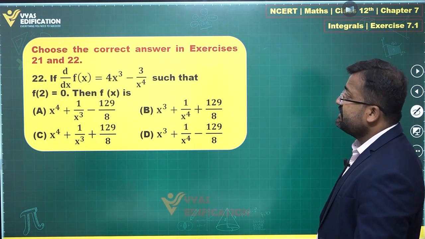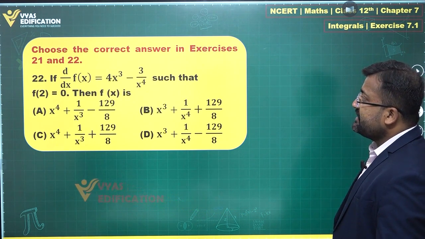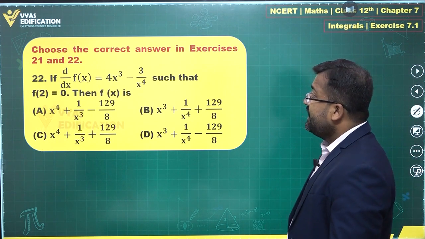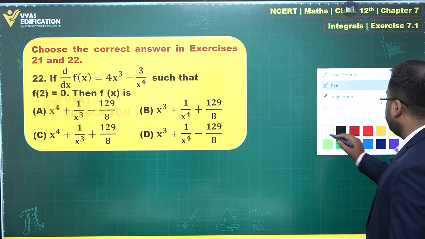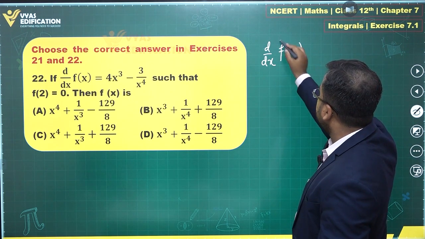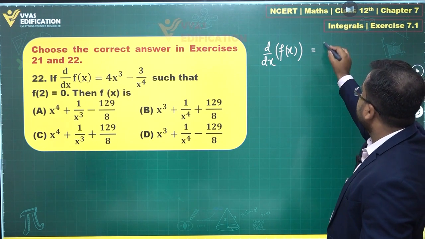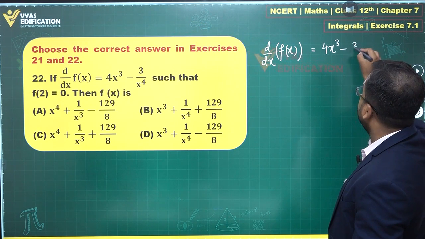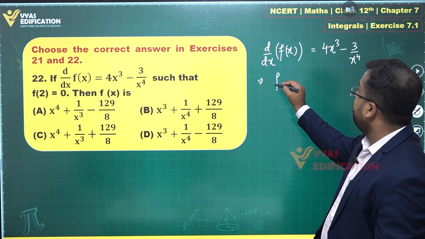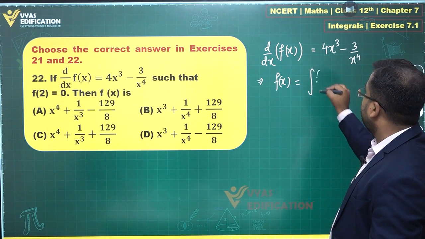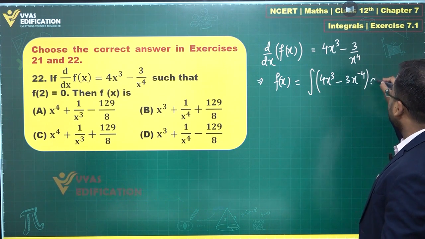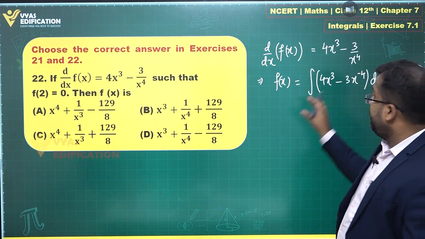The 22nd question says, okay, if d by dx of fx is equal to 4x power 3 minus 3 upon x power 4, such that f2 is equal to 0, then find fx. Okay, so we begin with this. D by dx of fx is equal to 4x power 3 minus 3 upon x power 4. So, can we say that fx will be nothing but the integral of this expression, 4x power 3 minus 3 x power minus 4 dx, right? This is what you have. So, fx is the integral of this.